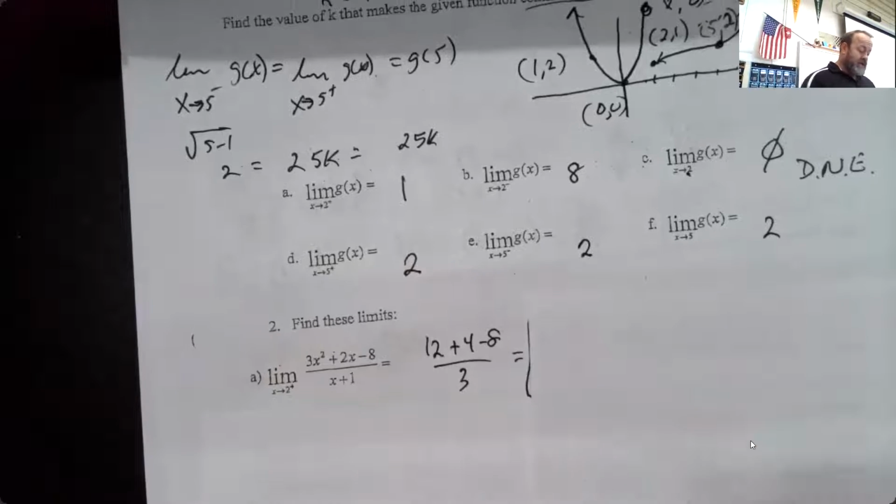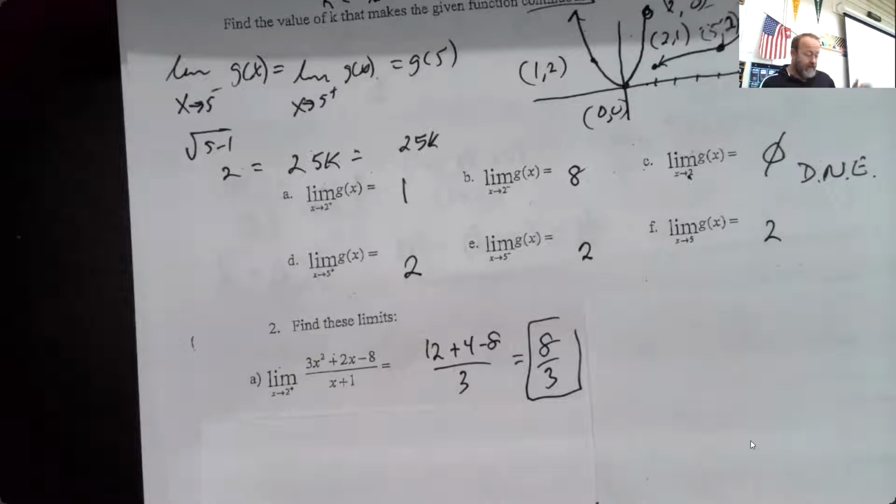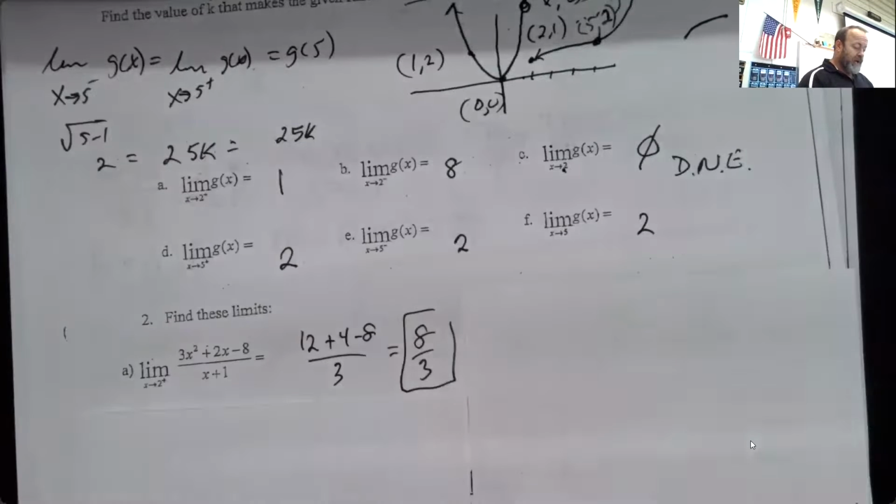I get this information, and I got a simple 8 on top and a 3 on the bottom. And since I didn't get 0 over 0, I'm just done. Easy peasy, done. Moving on.